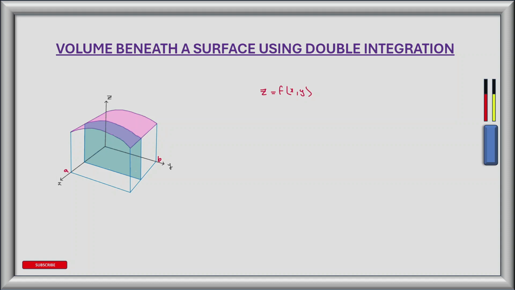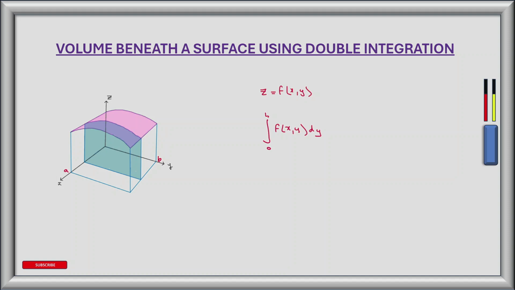So in the diagram, I've integrated along the x-axis first from 0 to b. So I've taken the integral of 0 to b of our function f of xy by dy. This will give me a slice of area shown by the blue shaded area.